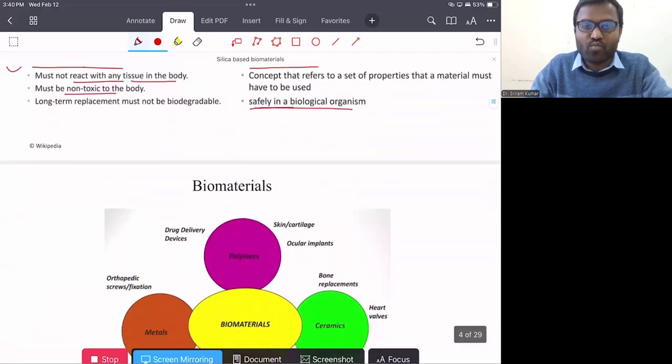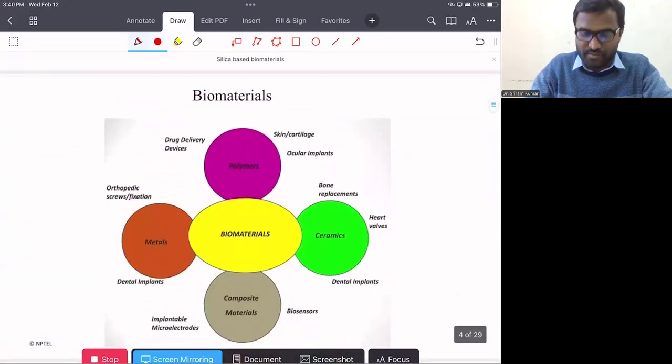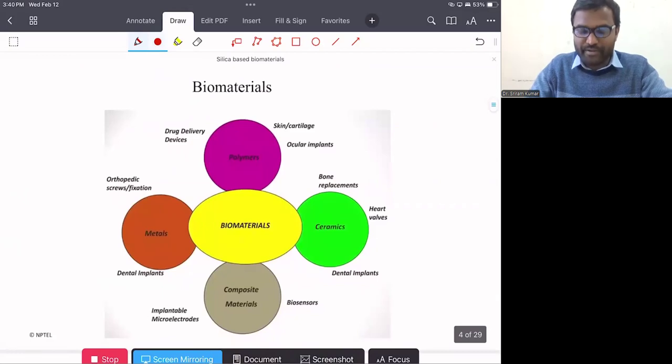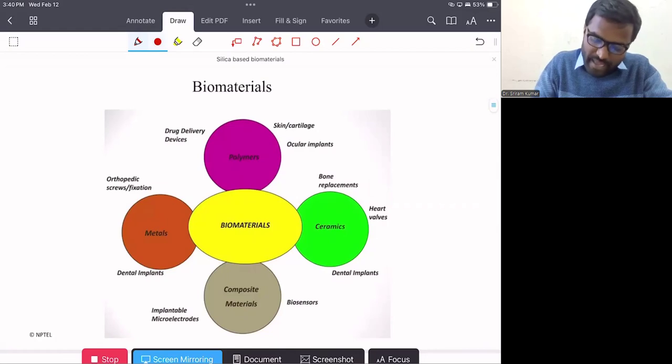Now let's understand what kinds of biomaterials we can use. Based on the requirement, we can use different kinds of biomaterials. Maybe we have some biomaterials based on metal. Maybe we have biomaterials based on ceramics, right?